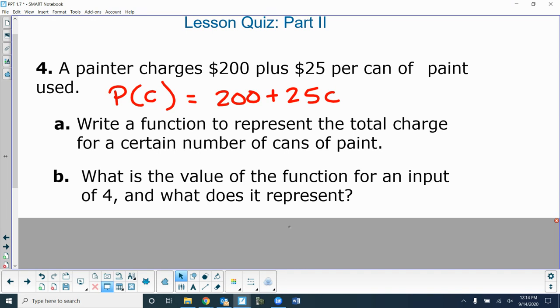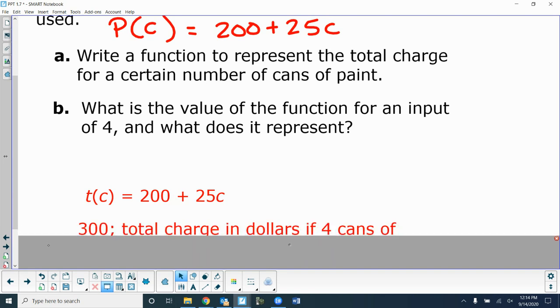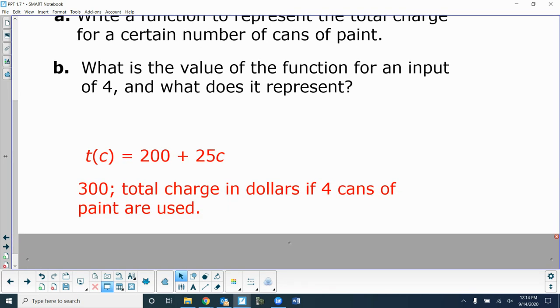Hannah? Can you still put f of x? Yeah, you can use whatever variables you want. I was just using P for paint, C for cans. They use T for total. So again, it doesn't matter what letters you use. So that's a quick little review of what you did for homework and what we went over on Friday, right?